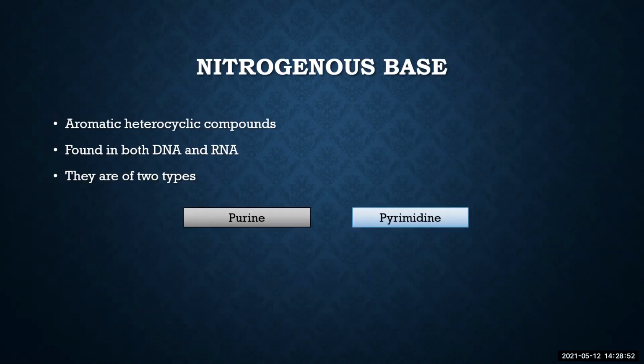Okay, so let us have a recap of nitrogenous bases. Nitrogenous bases are aromatic heterocyclic compounds found in both DNA and RNA. They are of two types, purines and pyrimidines. So let us see each one in detail.